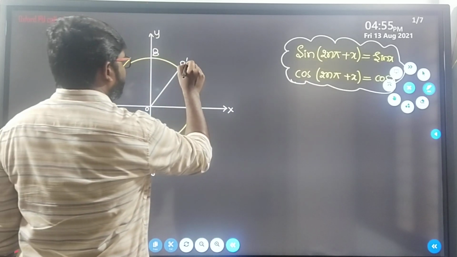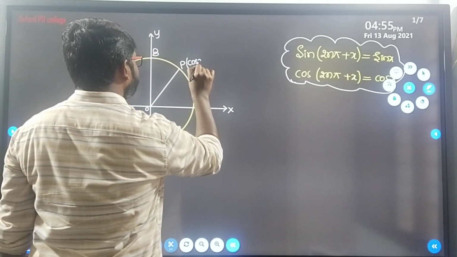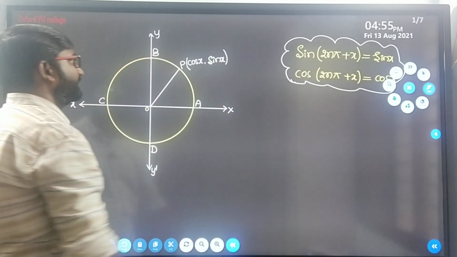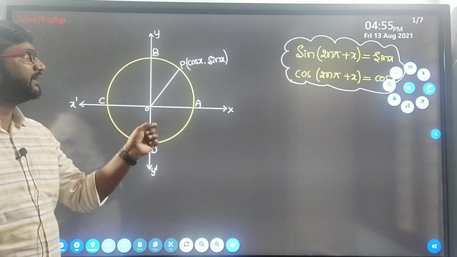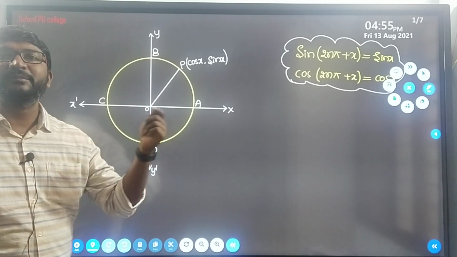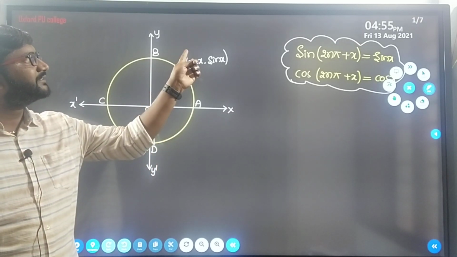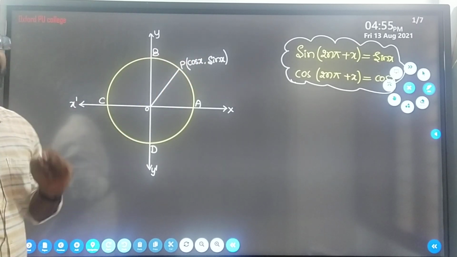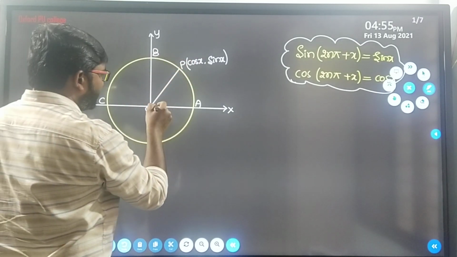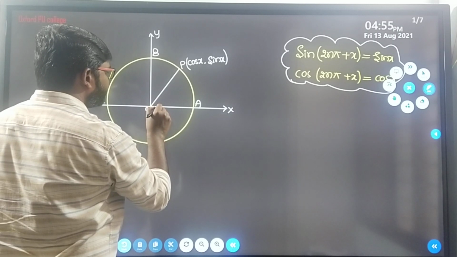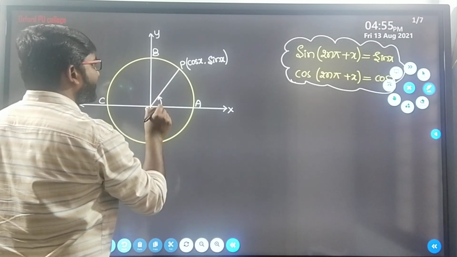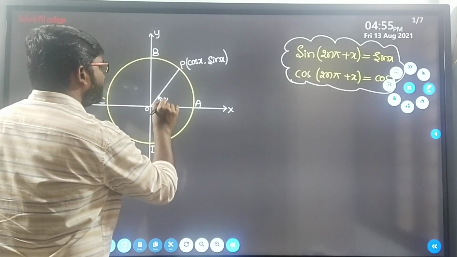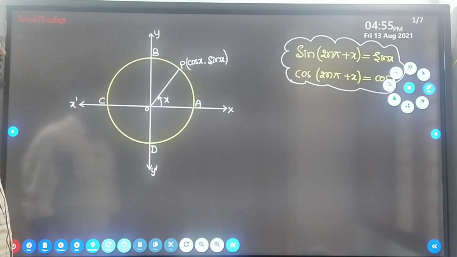So here I have taken a point P whose coordinates are cos x comma sin x. Actually the coordinates are a comma b, where a is cos x and b is sin x. And this OP makes an angle x radian with the positive direction of the x-axis.